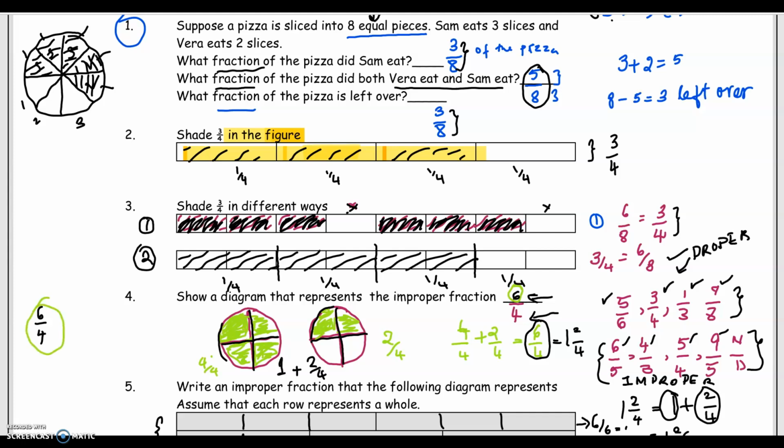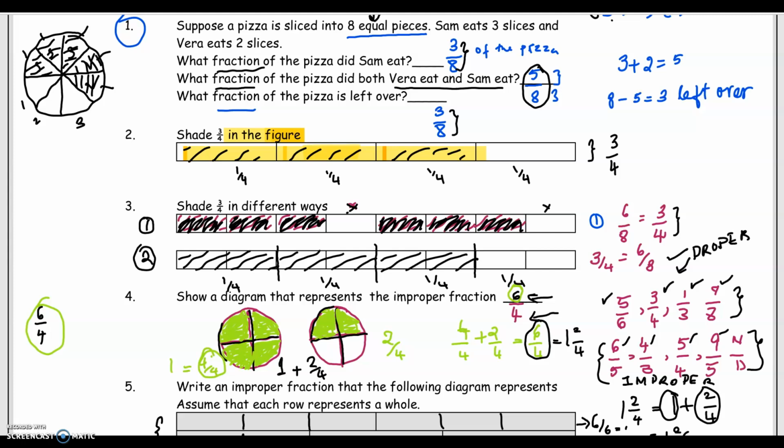So that's 1, 2. Let me complete this shading. So that's 2/4. I'm shading the third quarter, so that's 3/4. I'm shading the fourth quarter, which is 4/4. 4/4 is equal to a whole. But I have to continue because I want to shade 6/4. So I continue. That is 5/4. And then, of course, the last one, which is 6/4.